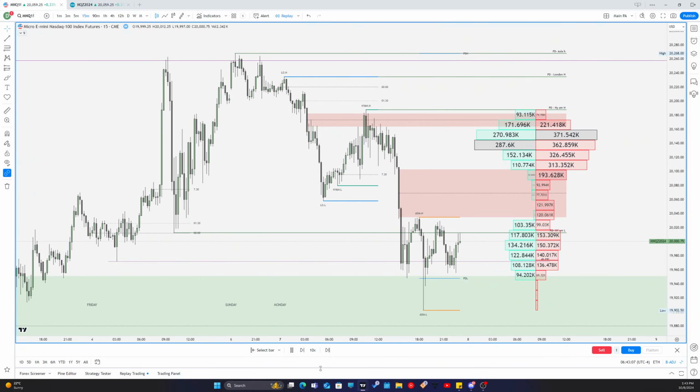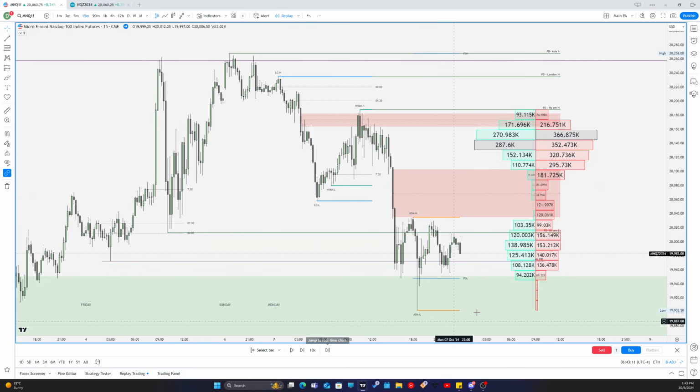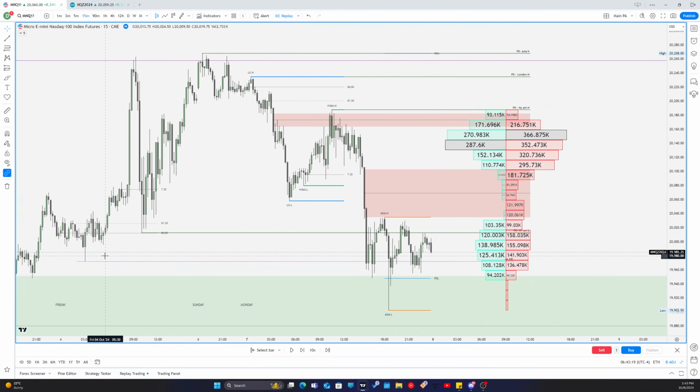So we enter now into Tuesday before London, London opening bell being here. What did price do? It has taken this low, 4 hours external range liquidity. That's Friday's London low price. We have this weak block.